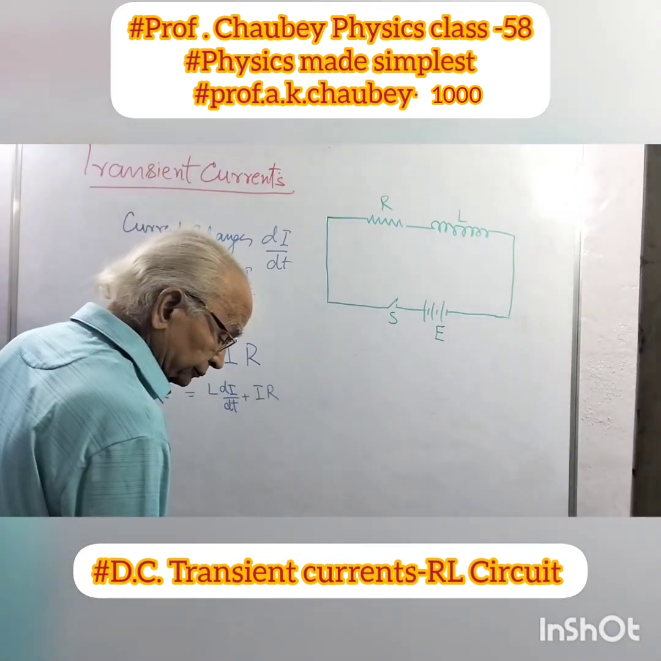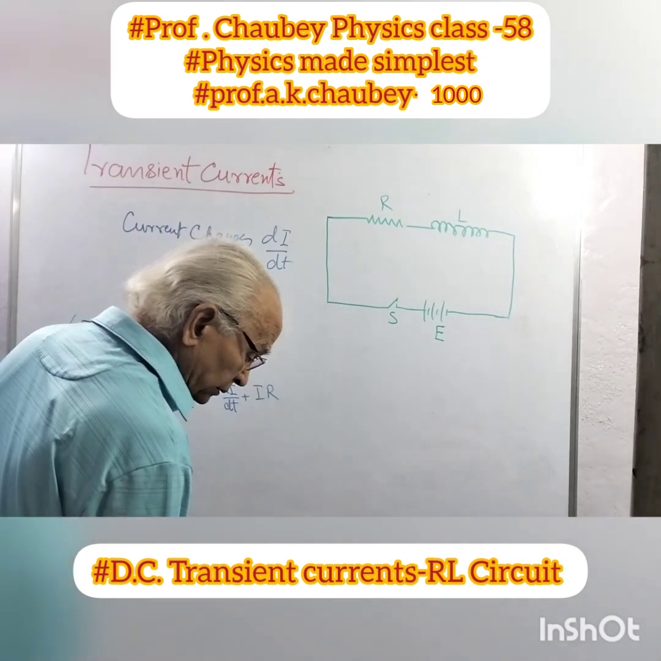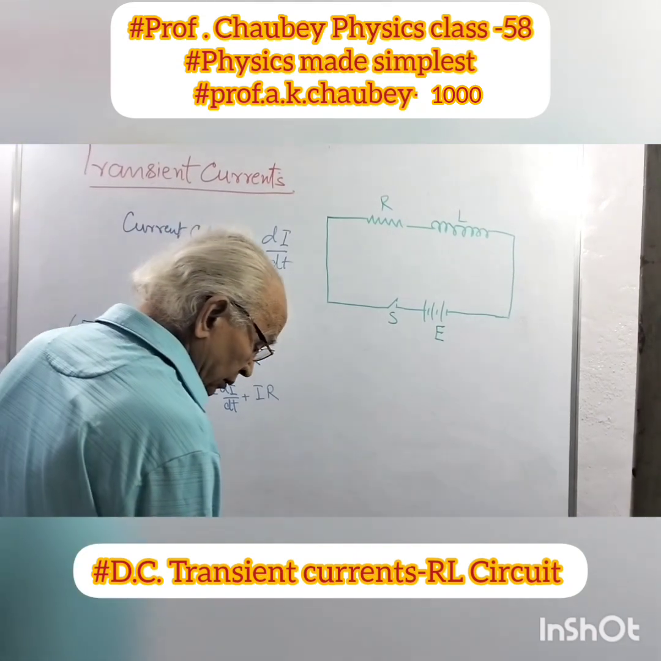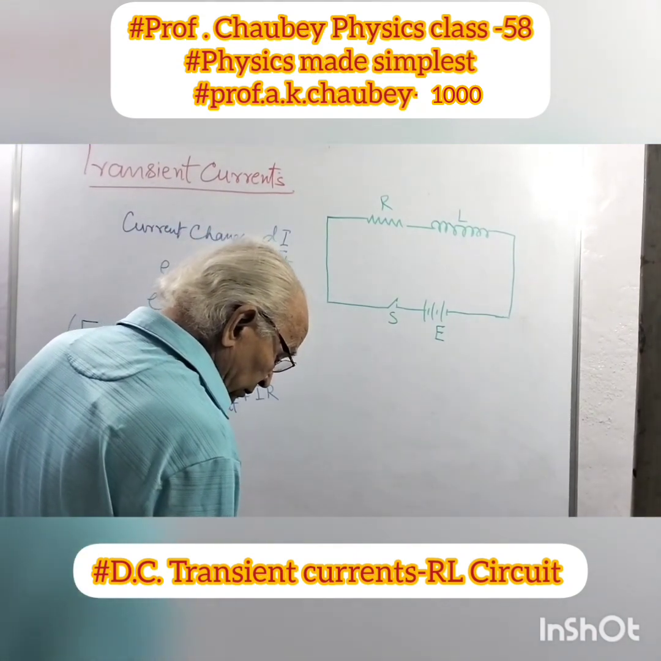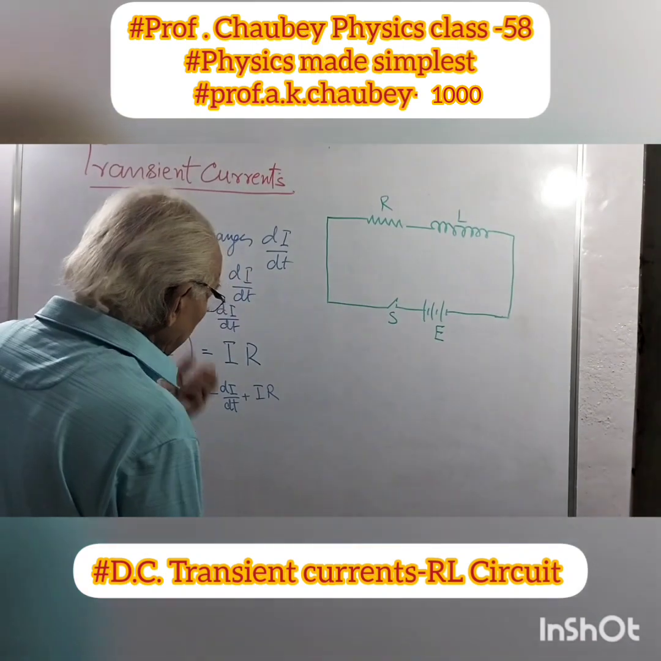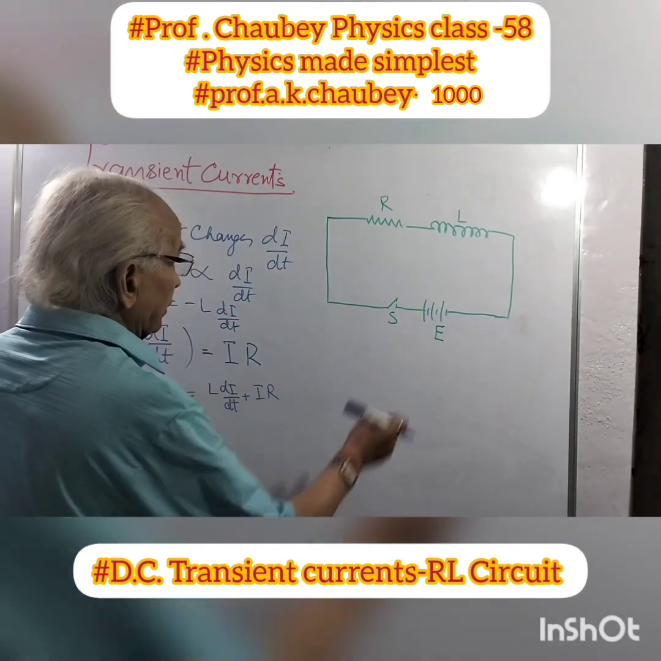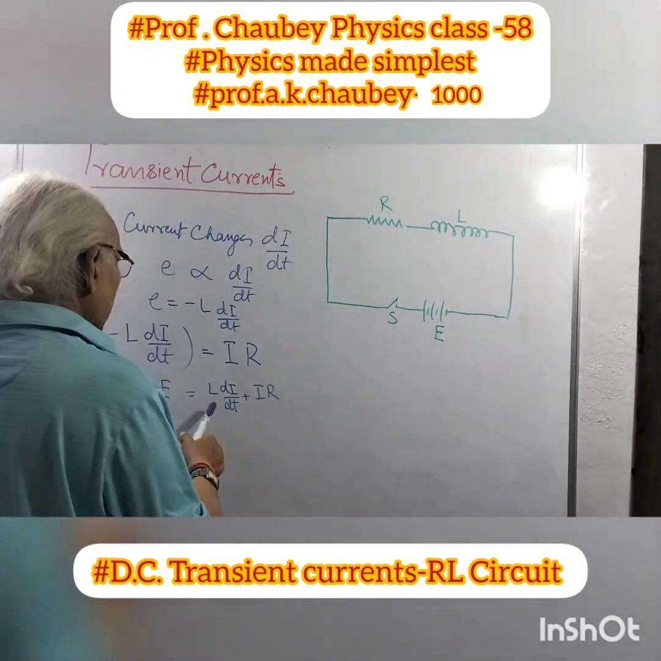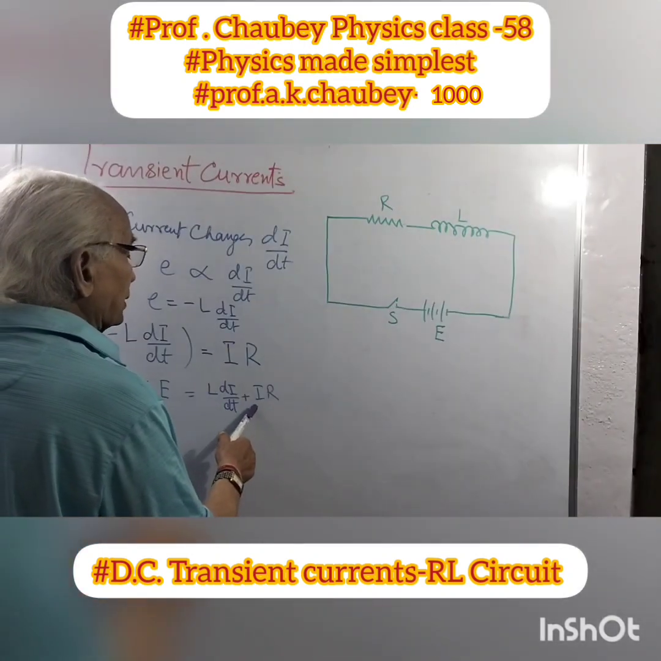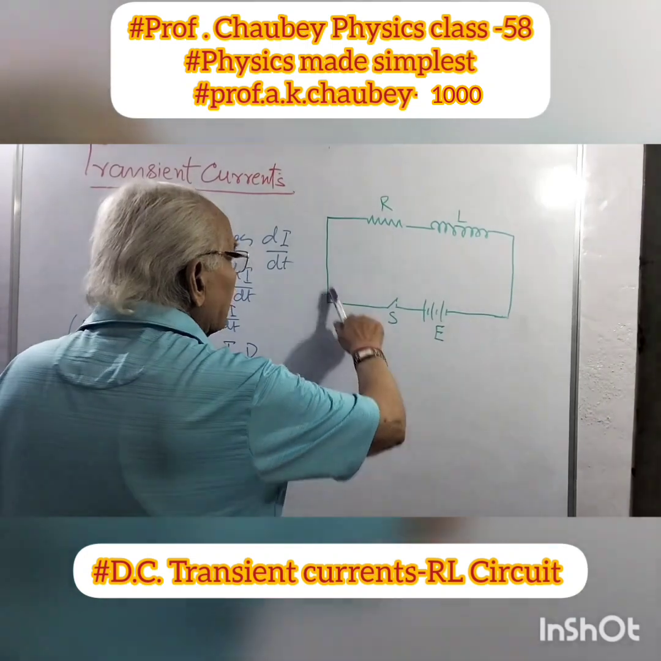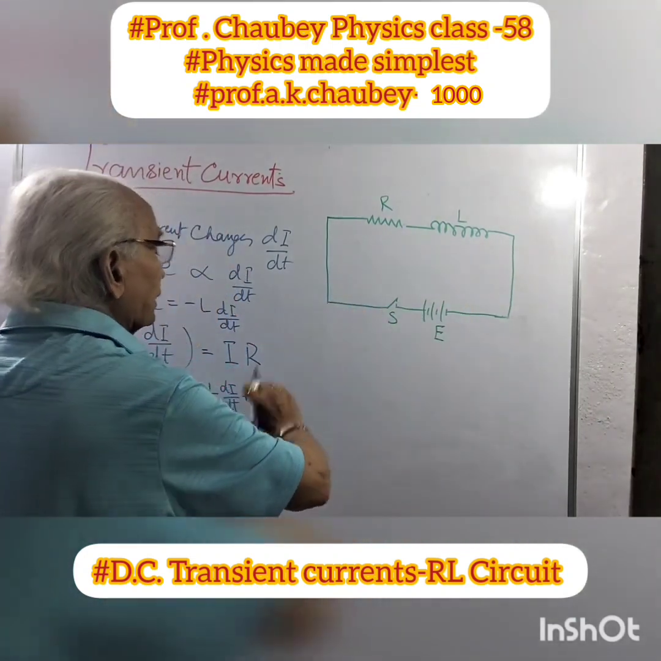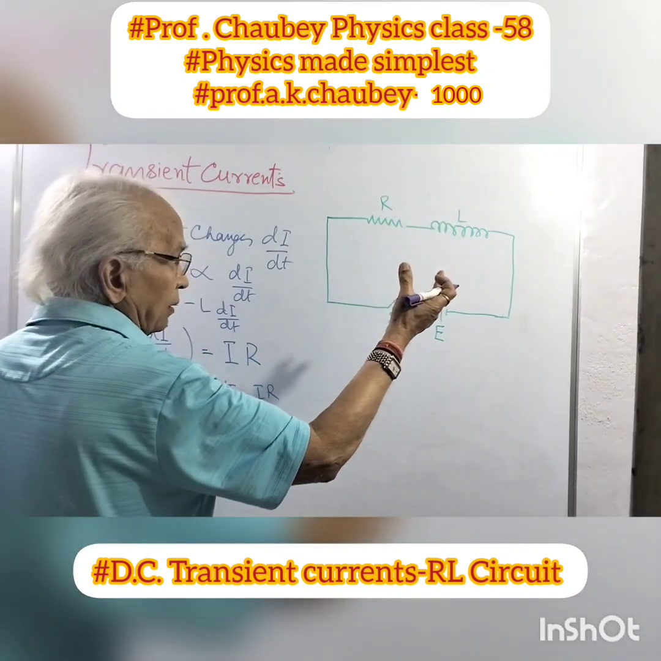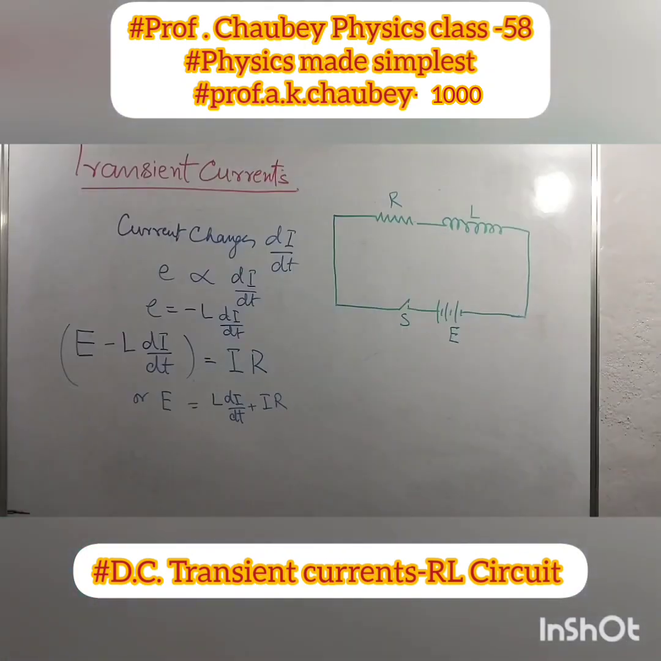This is the equation. Now, when this current I increases, di/dt, the magnetic flux here opposes the growth of current. So this E is equal to L di/dt plus IR. It means the current is increasing in the circuit at a certain rate, and finally it becomes total current maximum when di/dt becomes 0.